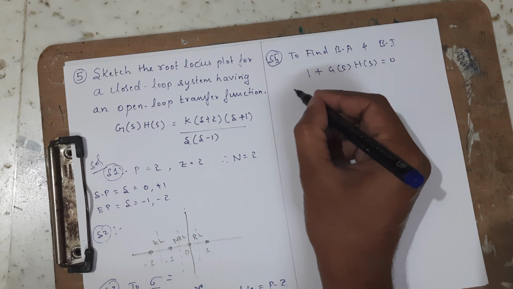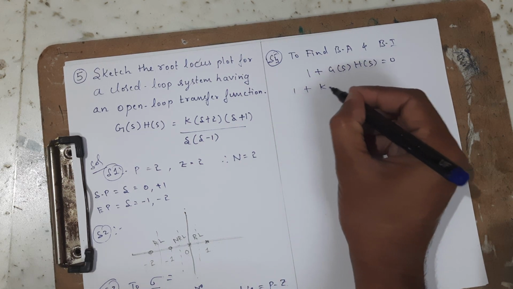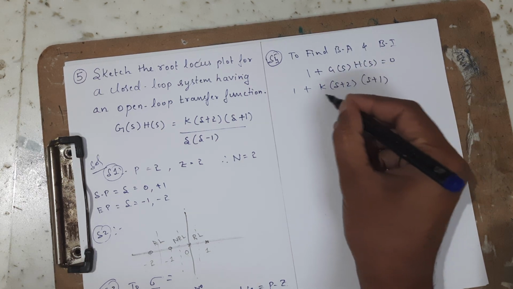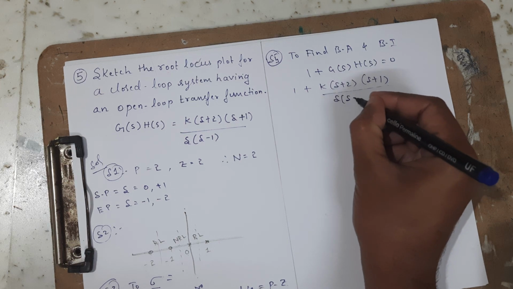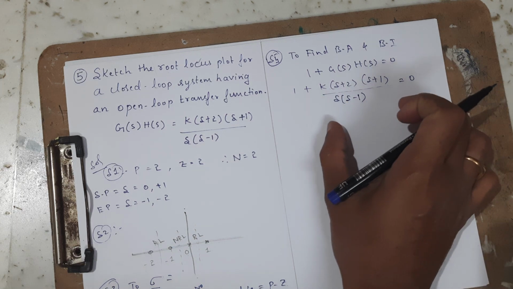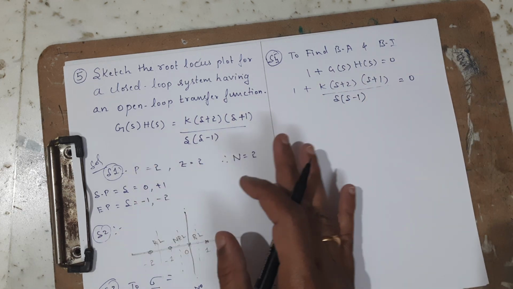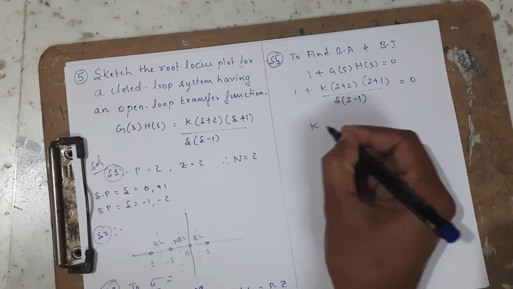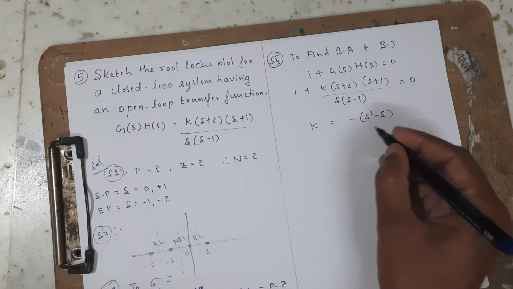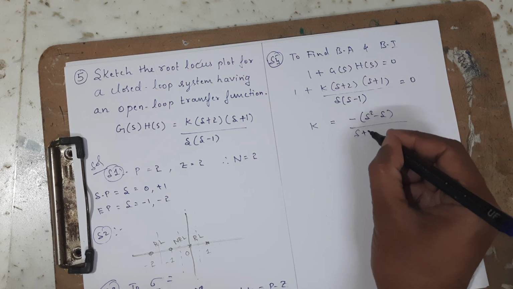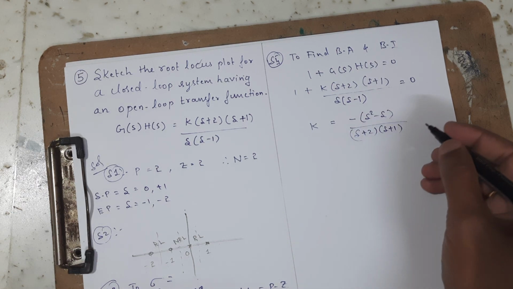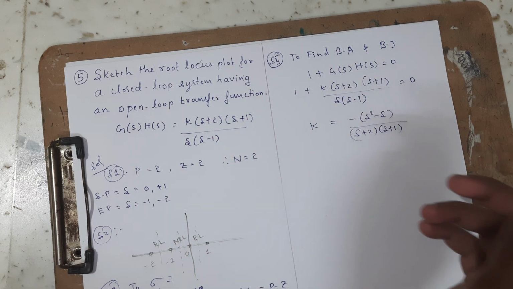So what is 1 plus G(s)H(s)? That is 1 plus K(s+2)(s+1) divided by s(s-1), equal to 0. So I need to get an equation for K. After simplification, K will be equal to minus of (s squared minus s) divided by (s+2)(s+1). Okay, so this is the value of K.